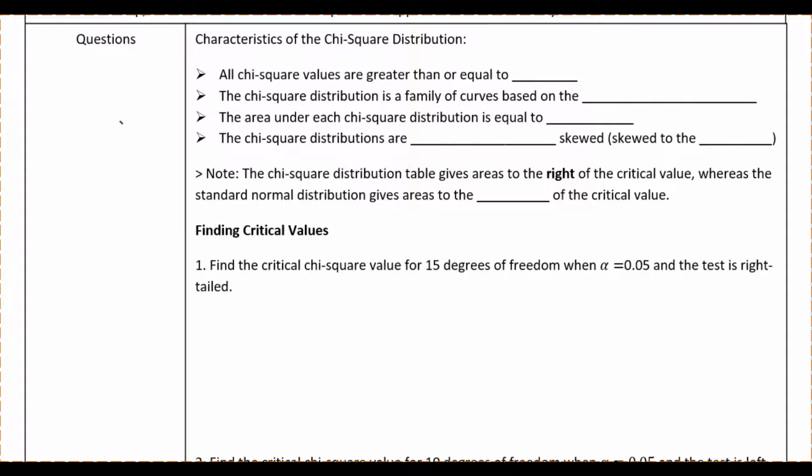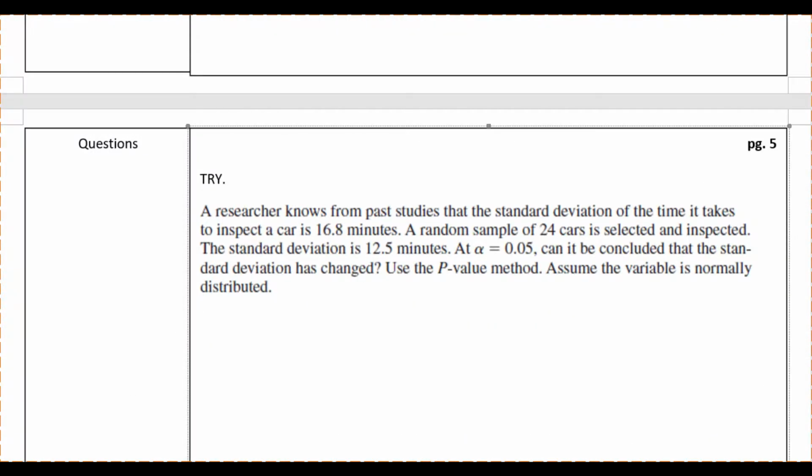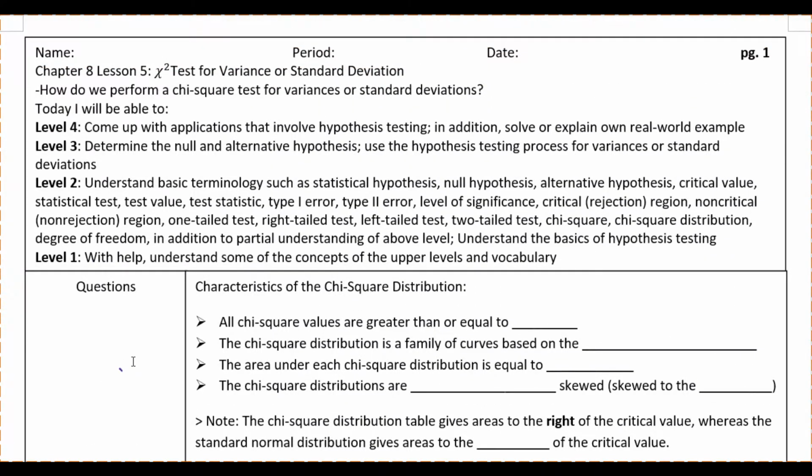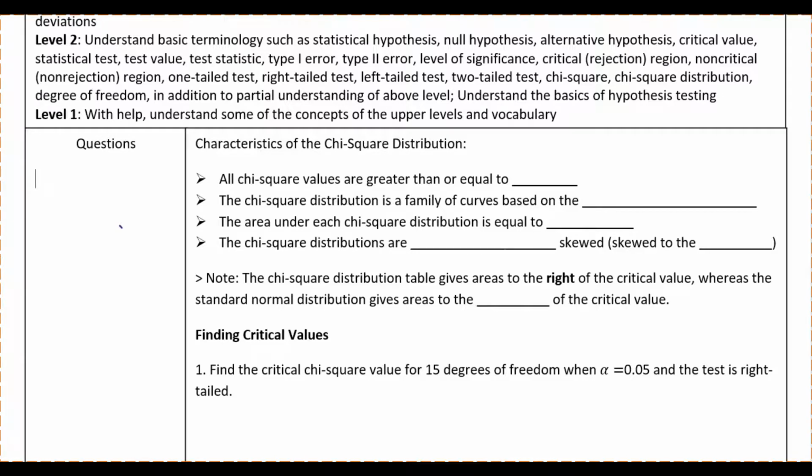Recall that the chi-square distribution, if we look at it, is a curve that is not symmetric at all. It's sort of like this, where it's skewed to the right. So it's not like a bell curve where it's symmetric. It's actually skewed to the right. And it's a family of curves. So the type of curve that you have depends on what we call the degrees of freedom. So the chi-square distribution is a family of curves based on the degrees of freedom.